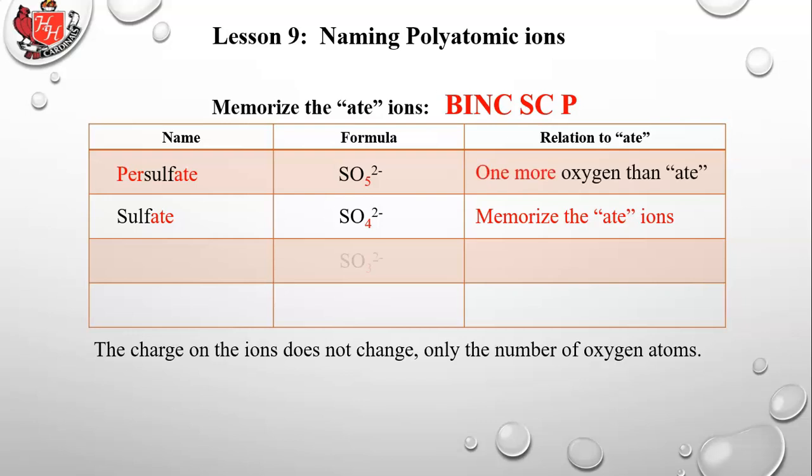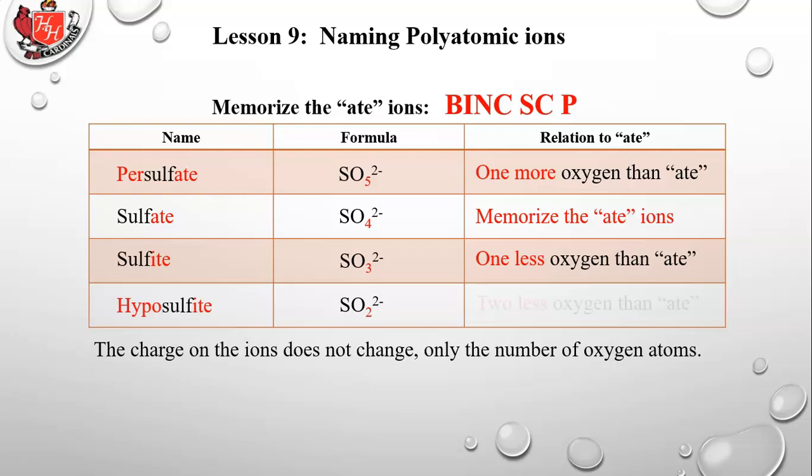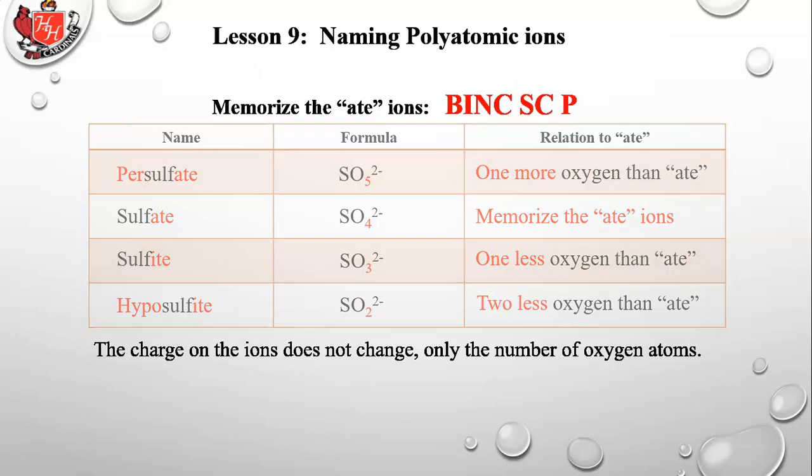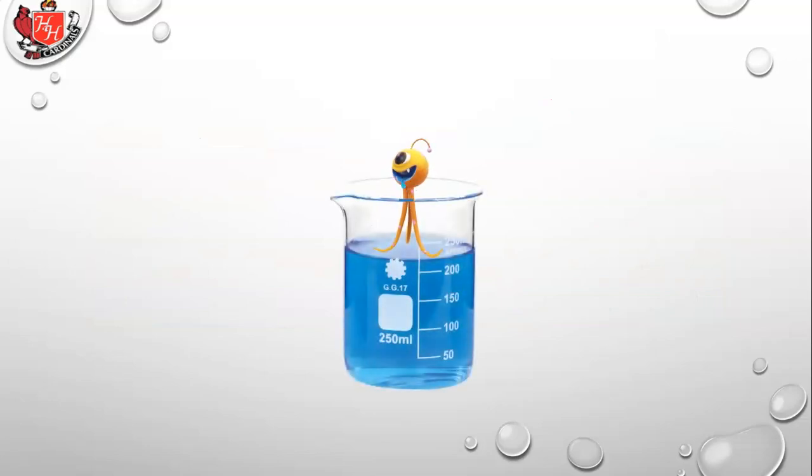Now we're going to go to 1 less oxygen. That's SO3 2-. That's sulfite. Again, the ate becomes an ite, and that's one less oxygen than sulfate. And finally, we're going to take away one more oxygen from that. It's SO2 2-, and that's hyposulfite, and that's 2 less oxygen than sulfate. And that takes care of naming.